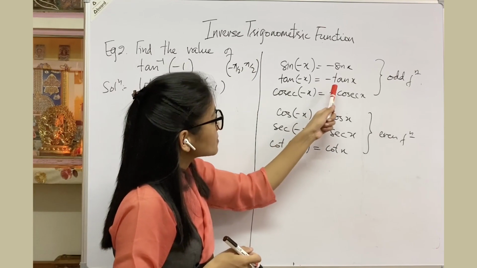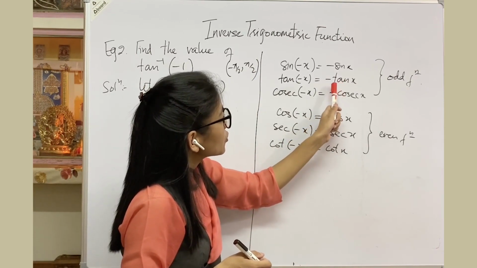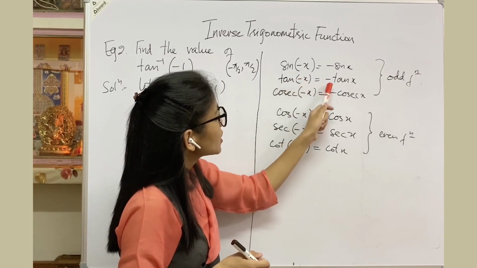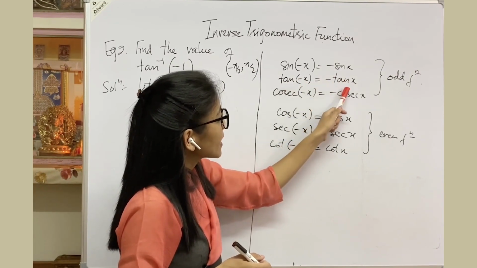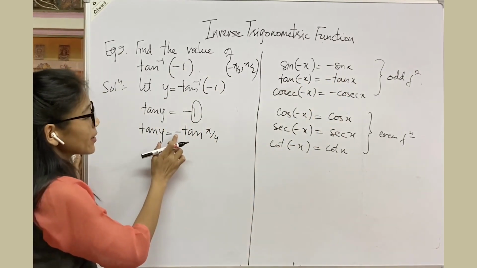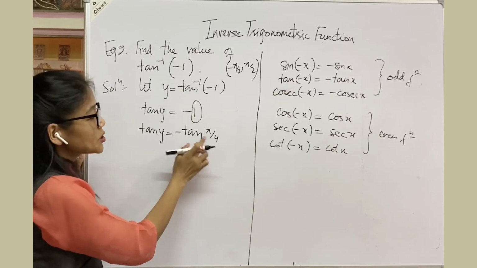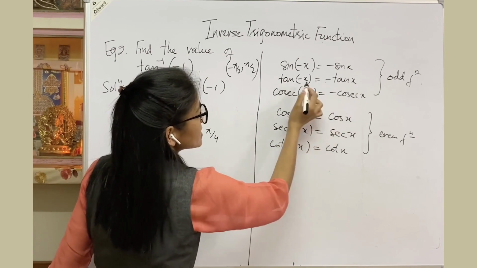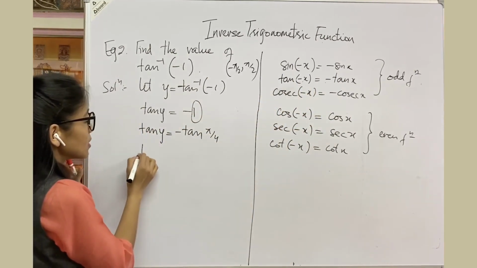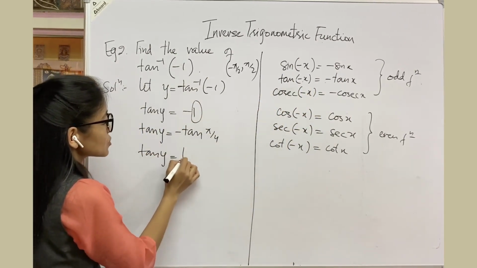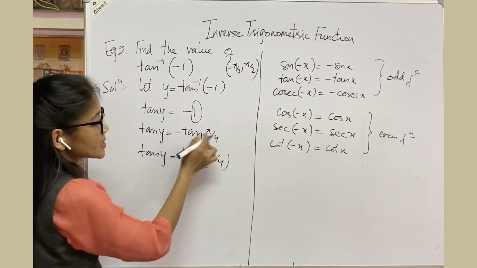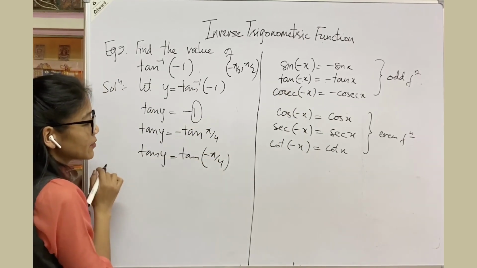So now you look here, when you have negative tan of negative x, then this is equals to negative tan x, okay? So now here I have negative tan pi by 4, which means this negative I have to take with the angle. So tan y is equals to tan of negative pi by 4. You have to take this negative inside, so you get tan of negative pi by 4.